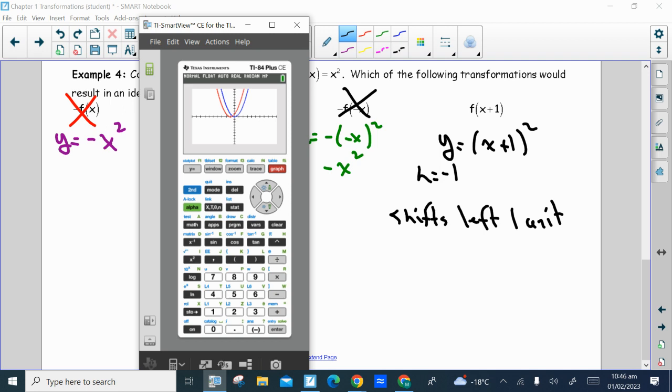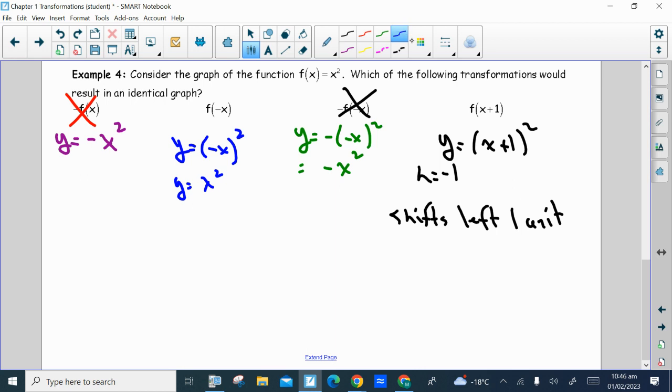Second graph goes 1 to the left from the first. So it is a different graph. The only one that gives us an identical graph is that second one. And it's only because the original graph was a quadratic where the y-axis was the axis of symmetry. So when we reflected it across the y-axis, it gave us the same graph.